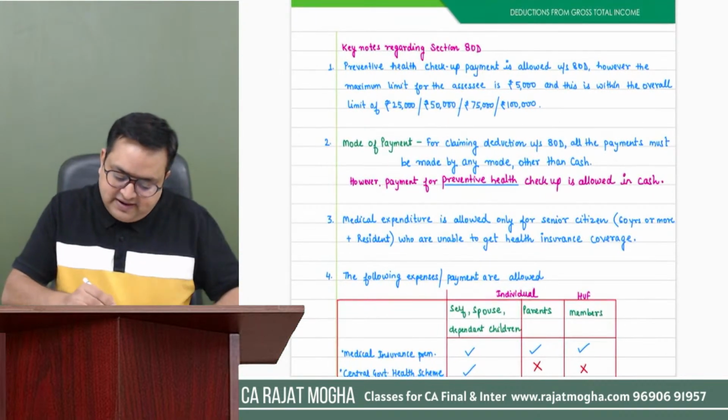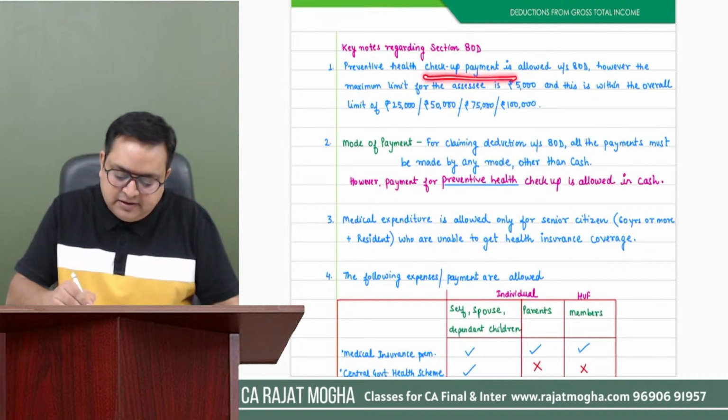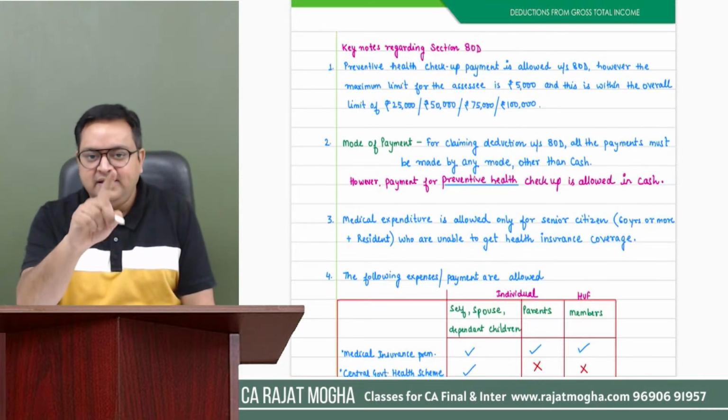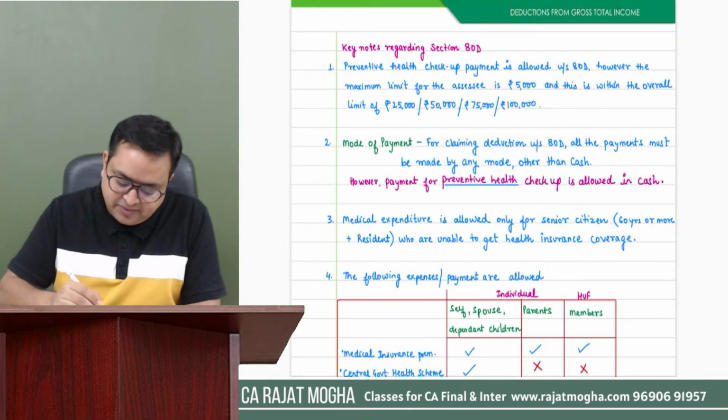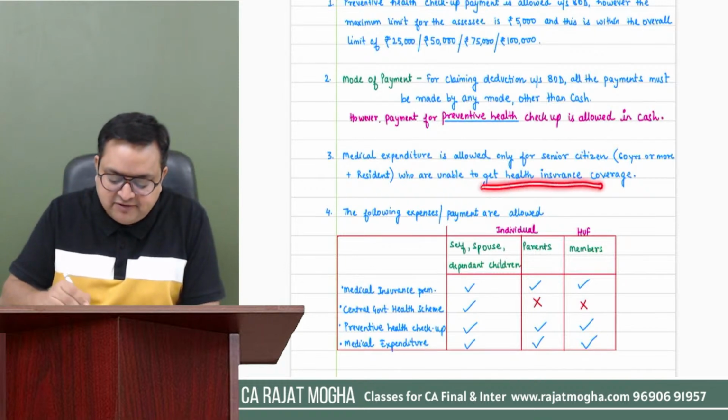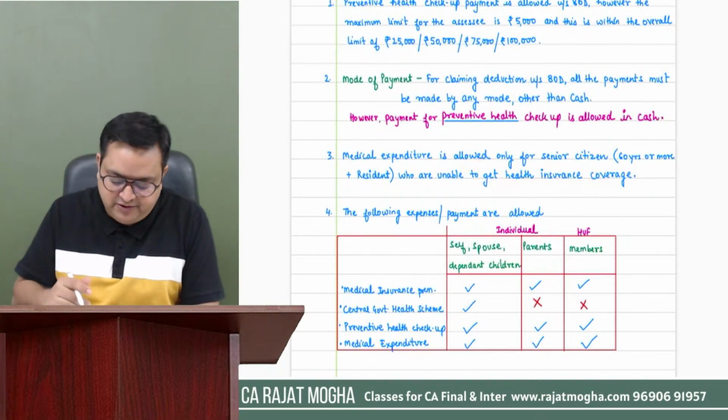Okay, so this is again written over there for preventive health checkup. Preventive health checkup can only be paid in cash, but other things should be paid by any mode other than cash. Mode of payment I have discussed. Medical expenditure I have discussed, because they are not getting their health insurance coverage. That is the reason medical treatment is also covered over here.